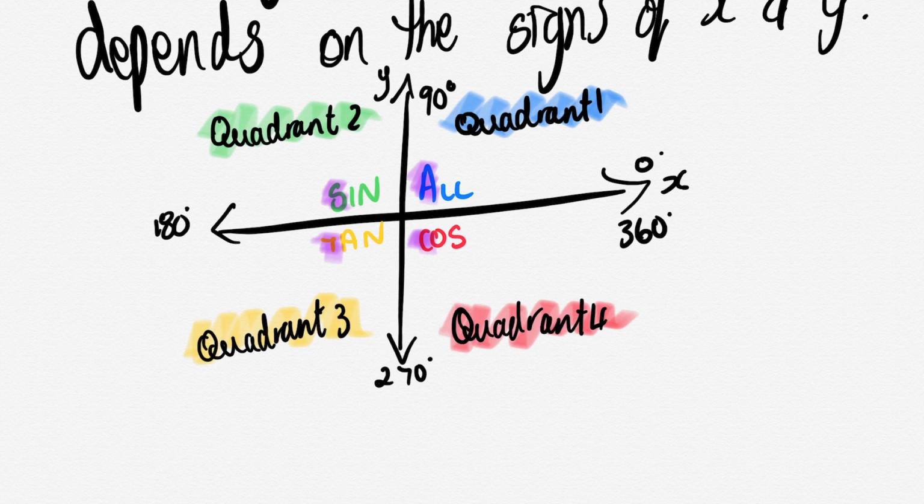Just make good notes of this. It's very important that you get it in first time. So it's CAST. C-A-S-T, so quadrant 4 for C, quadrant 1 for A, quadrant 2 for S, and quadrant 3 for T.